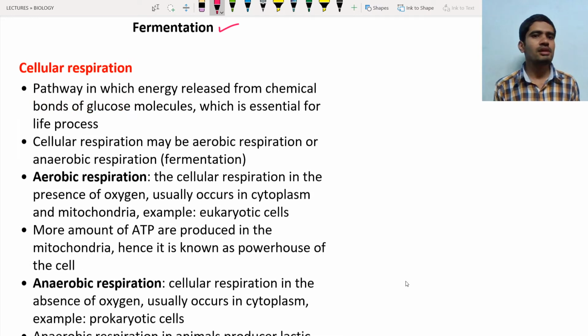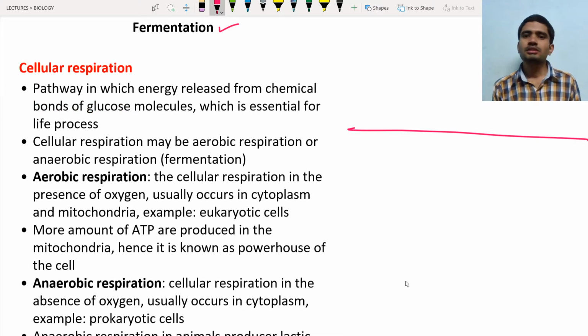So the first is cellular respiration. What is cellular respiration? Cellular respiration means that in the cells, glucose molecules are utilized to produce energy. The glucose molecules combine with oxygen to produce energy. It means oxidation of the glucose is occurring, along with carbon dioxide being produced, and water also.